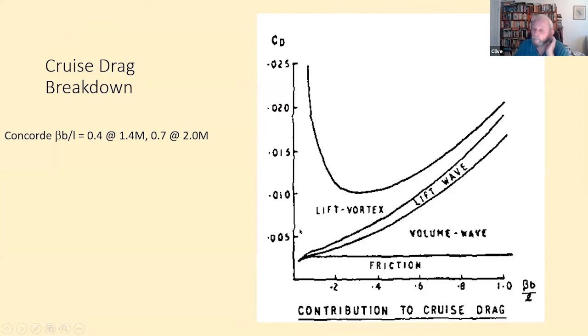The net result for the Concorde, at least, the breakdown at Mach 2 in terms of drag is that friction doesn't change very much with this span to length ratio of B upon L, and beta is the square root of M squared minus 1. So at Mach 2, Concorde sits about here. At about 1.4, it's down here. So you can see that the biggest contribution, single contribution by far, is the zero lift wave drag.